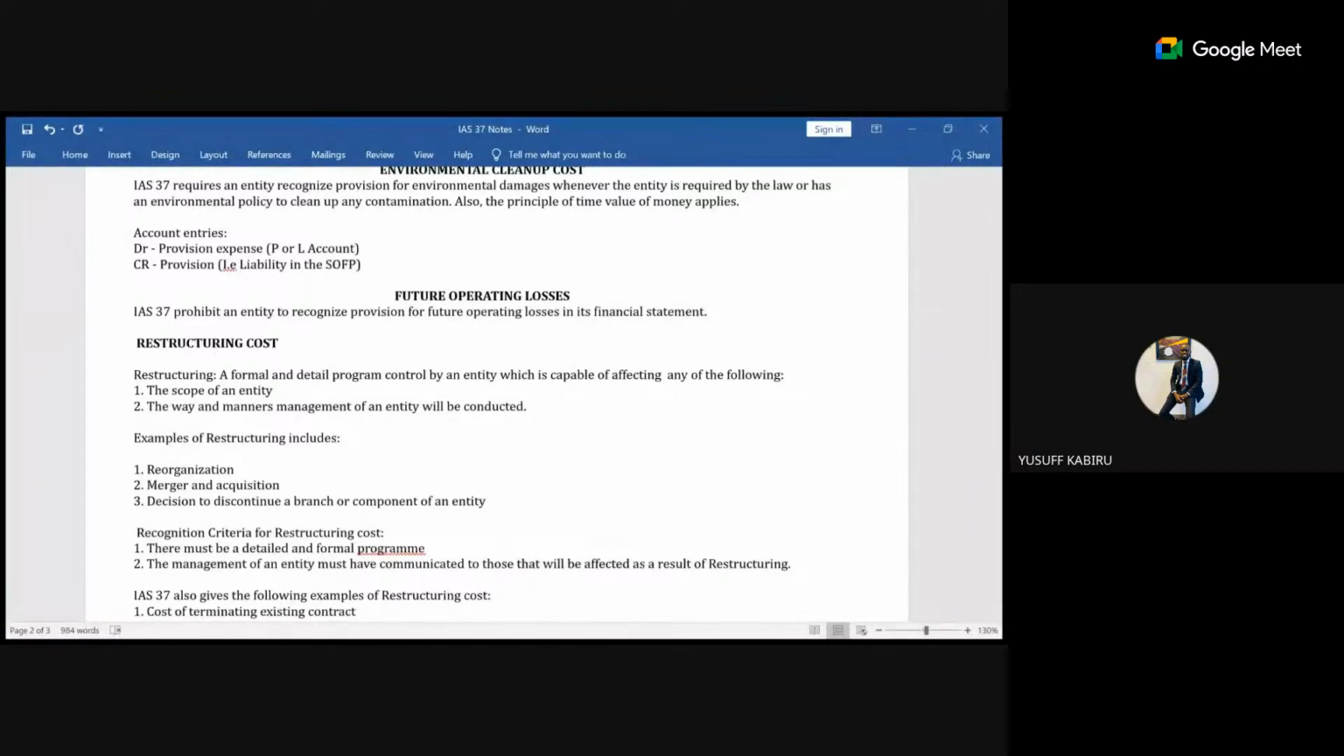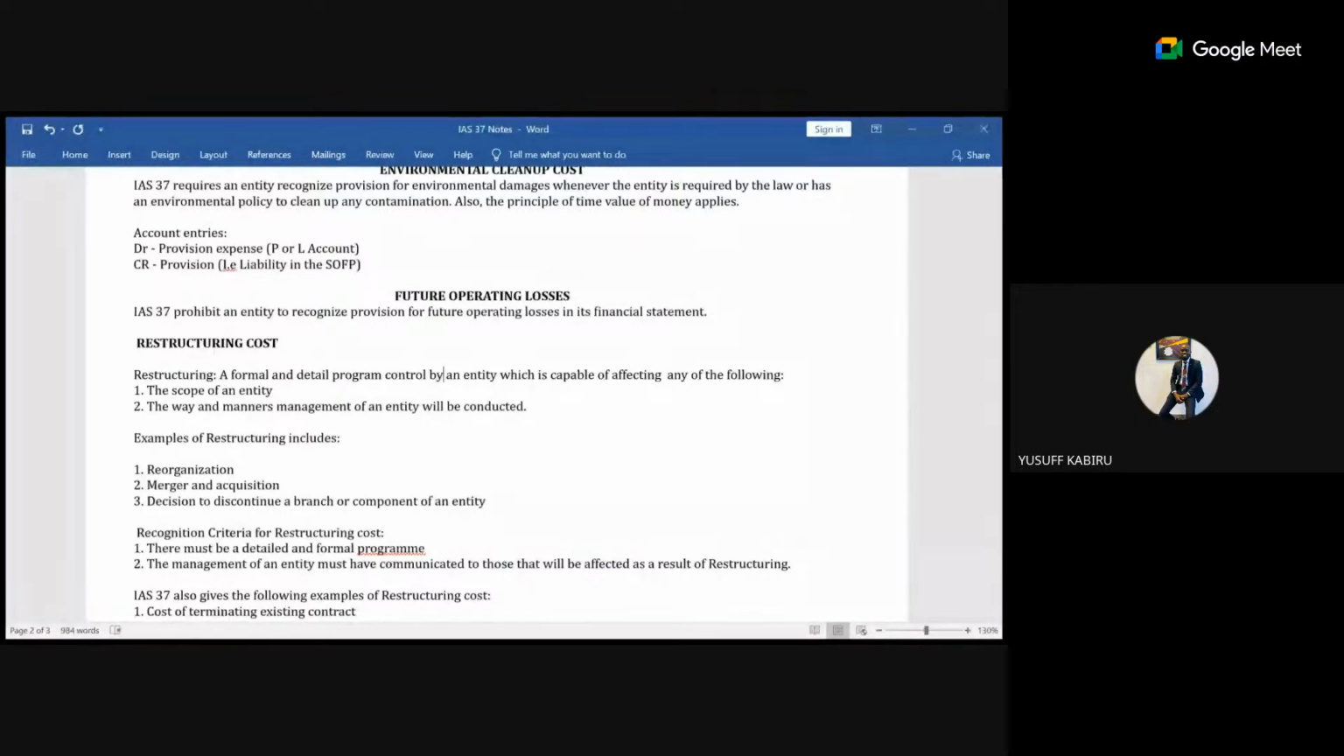An example is reorganization. When an entity is reorganizing its setting, where an entity is reorganizing the way the business is, it is going to affect so many things. There are some people that will go. The company is going to sack some people. So that is restructuring for you.